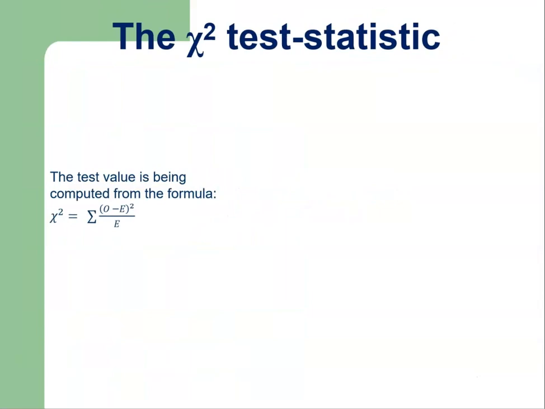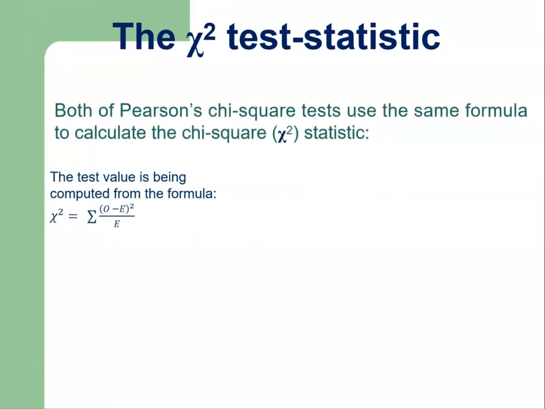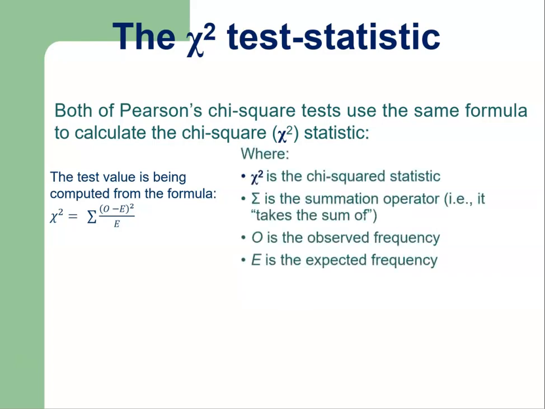The chi-square test statistic is given by this formula. We can compute the chi-square test value using this formula, and this formula is used for both of the Pearson chi-square test statistic, that is the chi-square test for goodness of fit and the chi-square test for independence. In this formula, the symbol chi-square is the chi-squared test statistic, sigma is the summation operator, O stands for the observed frequency, and E stands for the expected frequency.